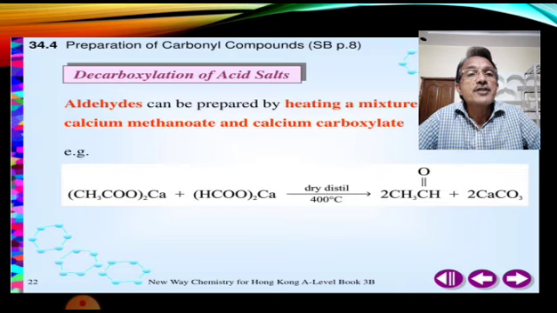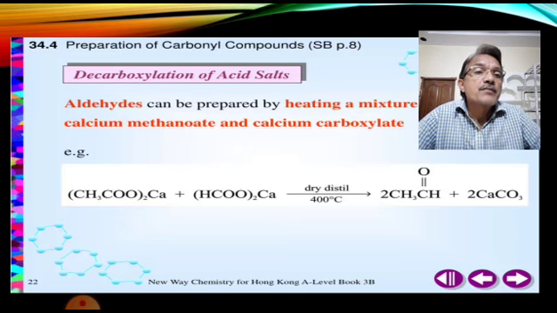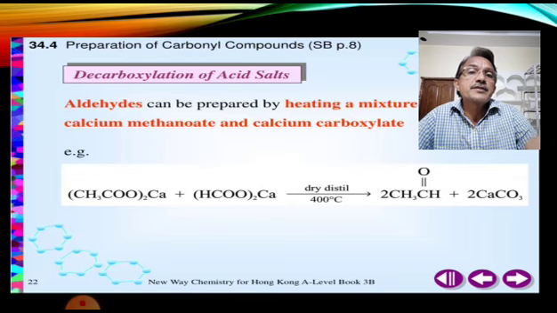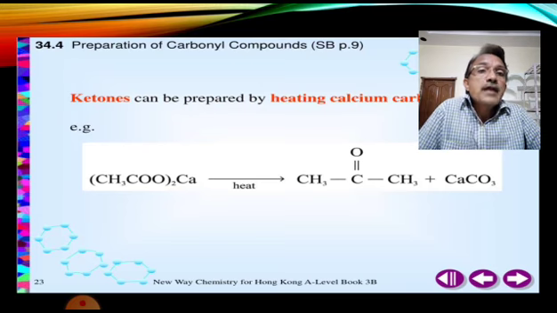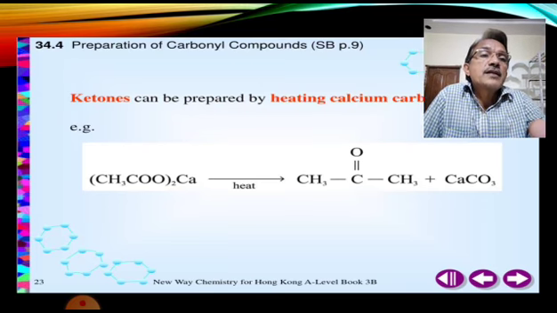When a mixture of calcium acetate and calcium formate is heated to very high temperature, upon dry distillation we get acetaldehyde. So by the decarboxylation of acid salts we can also prepare aldehydes and also ketones. Ketones can be prepared by heating calcium carboxylate.